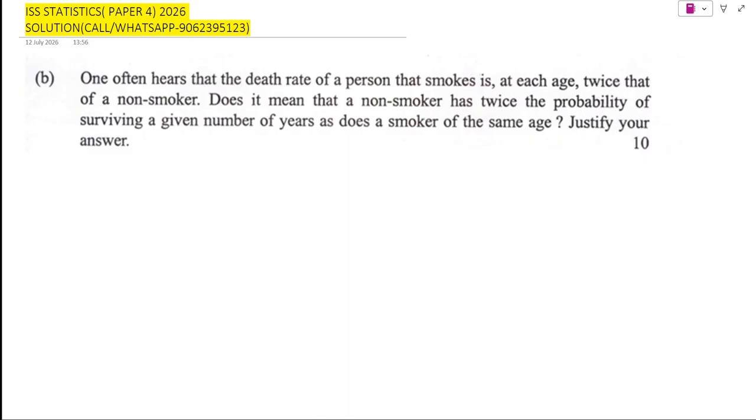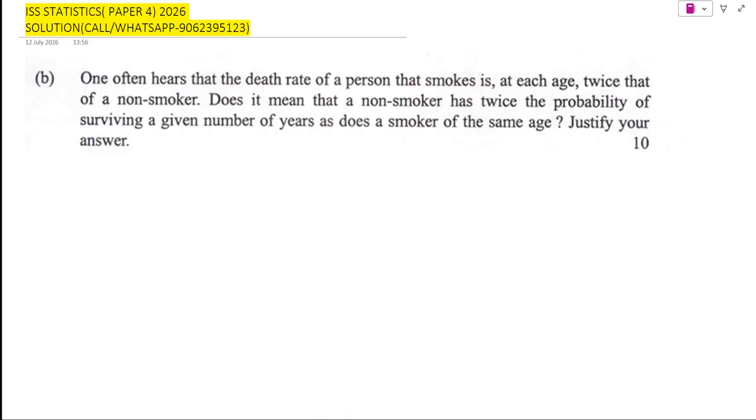So today we are discussing this question, and this question is from the ISS Statistics Paper for the 2026 examination. Today's question looks very simple because it talks about smokers and non-smokers, but actually it is testing your understanding of the hazard function and the survival function, two of the most important concepts in reliability theory and survival analysis. So instead of rushing to the answer yes or no, we will prove our answer mathematically.